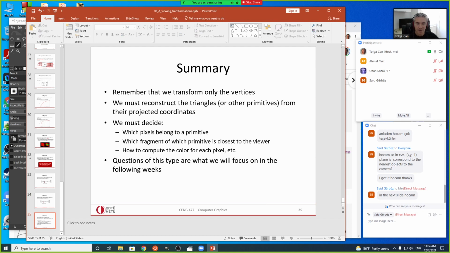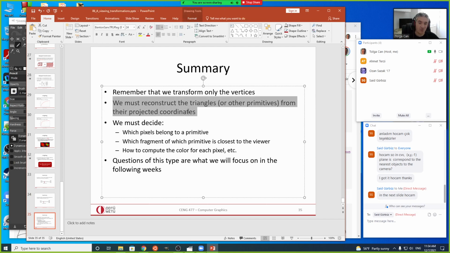Yeah, we must reconstruct the triangles after that. We must decide which pixels belong to which primitive, which fragment; all these things we'll decide next on the forward rendering pipeline. Okay, so that's it from me for today.